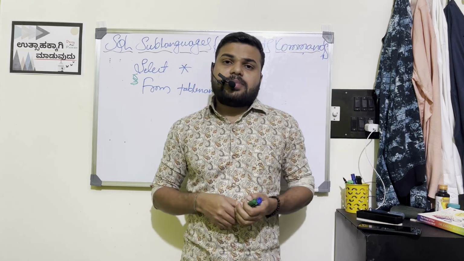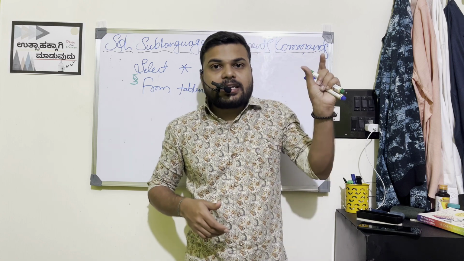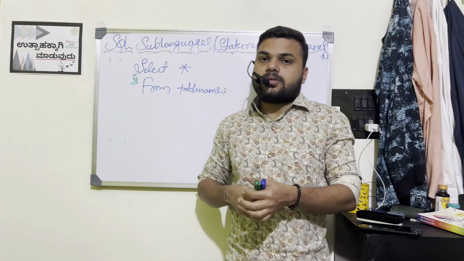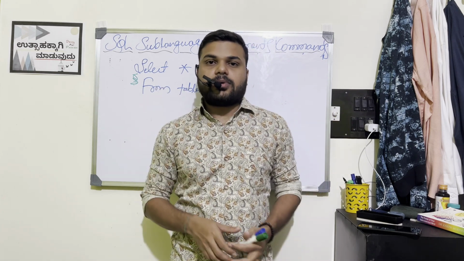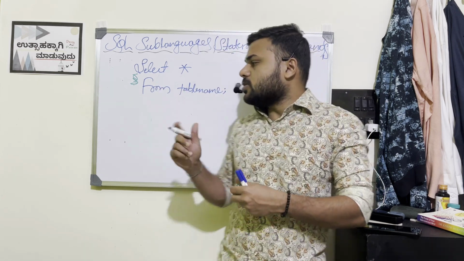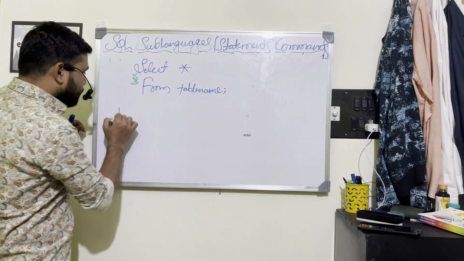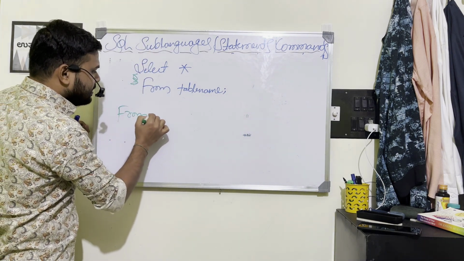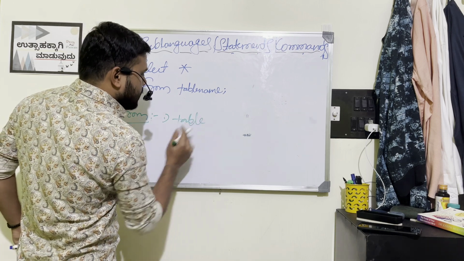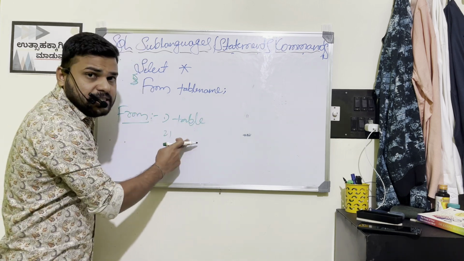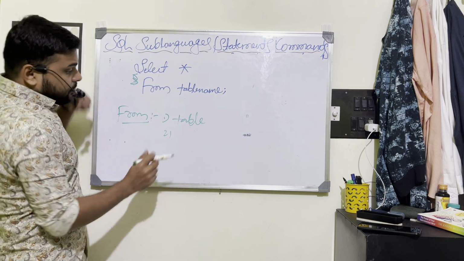Before writing a query, we must understand what we will write in the select clause and what we will write in the from clause. Now we will understand the characteristics of the select clause and the from clause. First, we will start with the from clause. In the from clause, we will specify the table name as an argument.